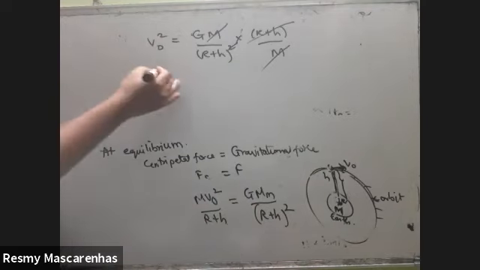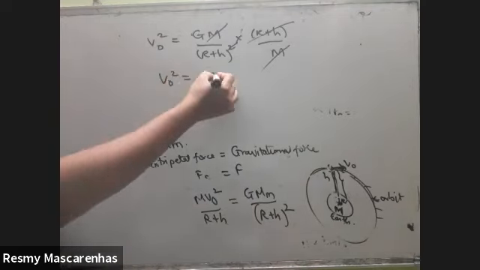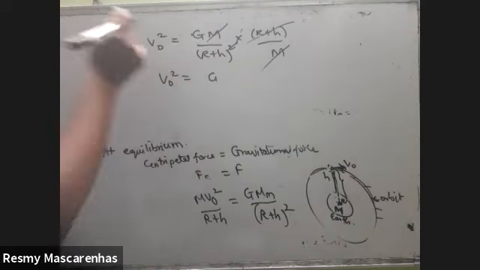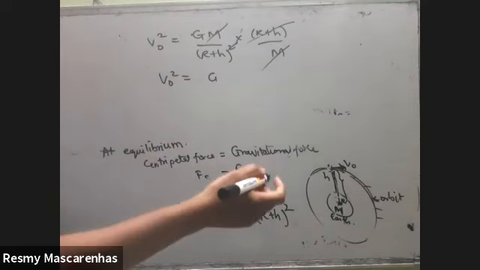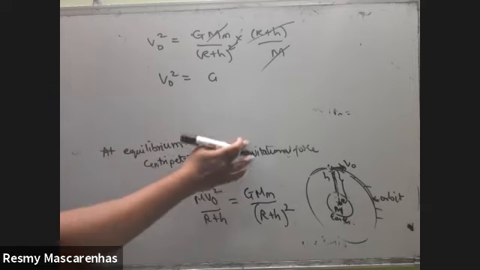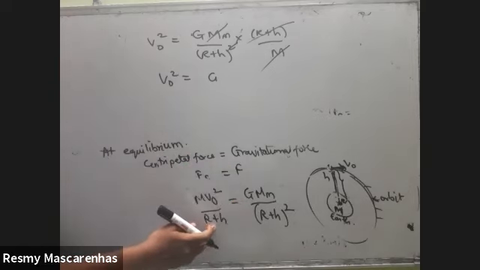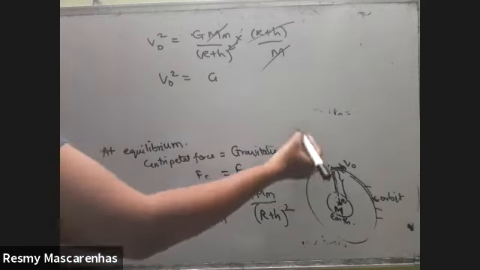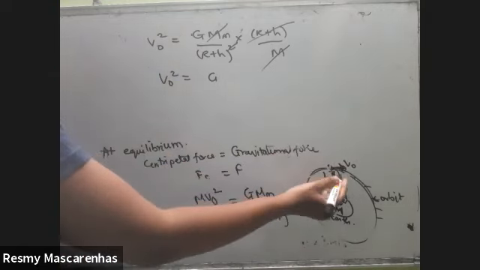So what remains is v naught square is... one more m was there, no? Here, 1 second, where is it? Will be a small one. Centripetal force, no? In the equation, you have to use small m.